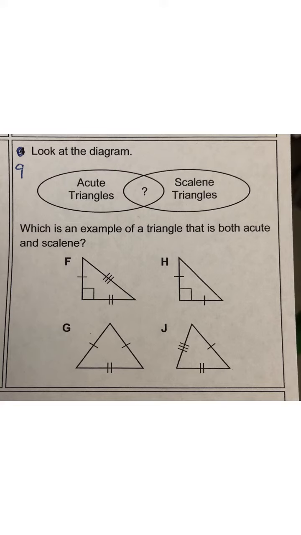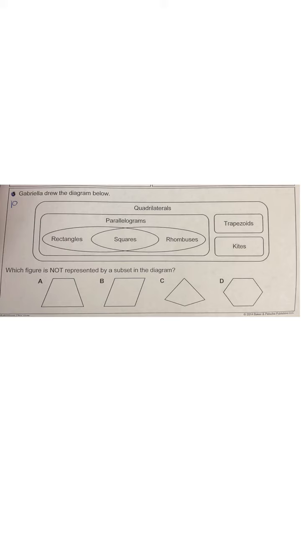Look at the diagram. Which is an example of a triangle that is both acute and scalene? Gabriella drew the diagram below. Quadrilaterals, parallelograms, trapezoids, kites, rectangles, rhombuses, squares. Which figure is not represented by a subset in the diagram?